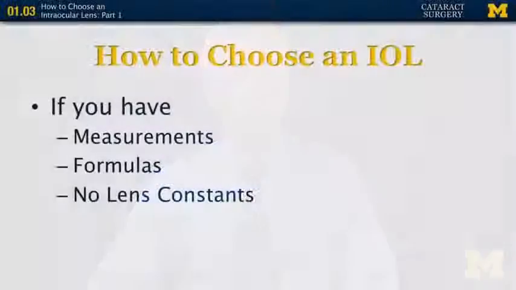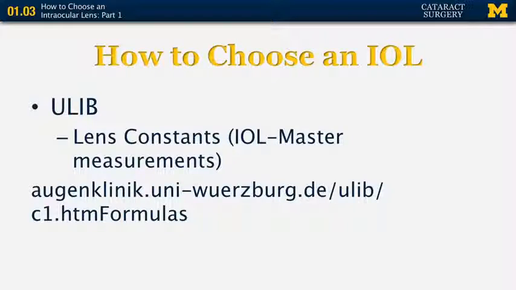So let's say you have measurements, you have formulas, but you don't know what the lens constant is. You could start with the A constant on the box. You have to be a little careful. A lot of the Alcon lenses were designed with the SRK2 formula, and so those lens constants aren't quite the same as for an SRK/T. So you could go on the web and look at the ULIB website. This is run by Dr. Haigis, and on it there are lens constants for all these formulas. They're designed for use with the IOLMaster, and they really are pretty good.